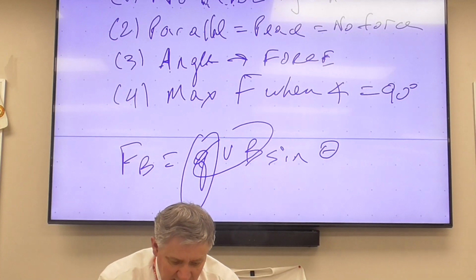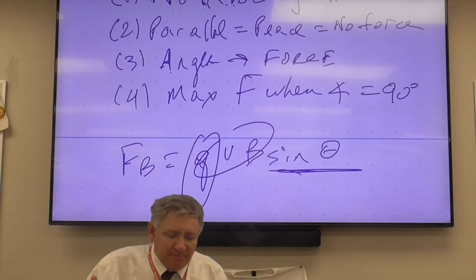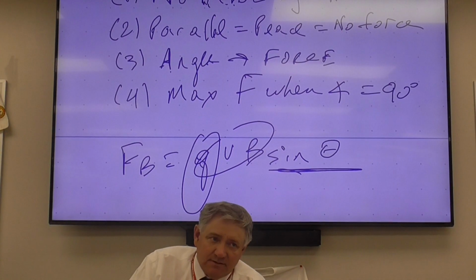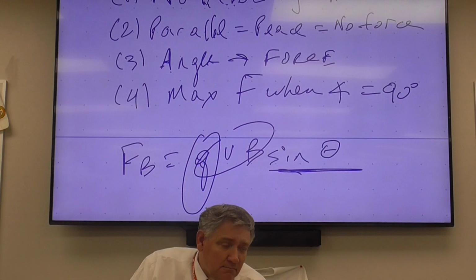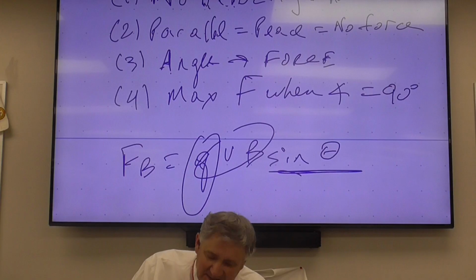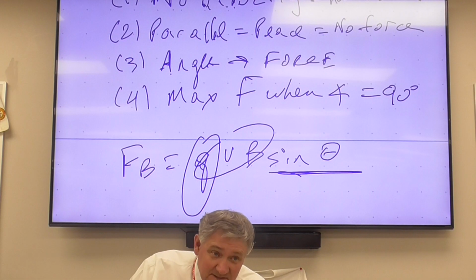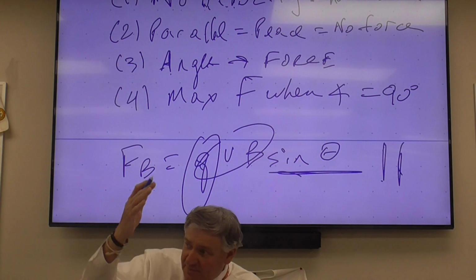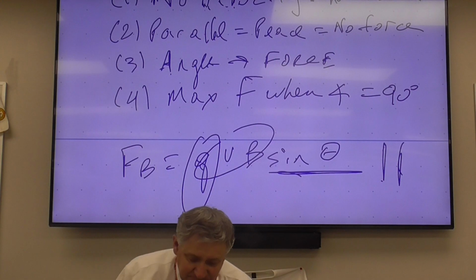And then you've got the sine of the angle. Now, is your maximum force going to be at 0 degrees or at 90 degrees? 90. Why? Because the sine of 90 is 1, and the sine of 0 is 0. So that's what it's like. If the angle between the path of the object and the magnetic field is 0, you got nothing.